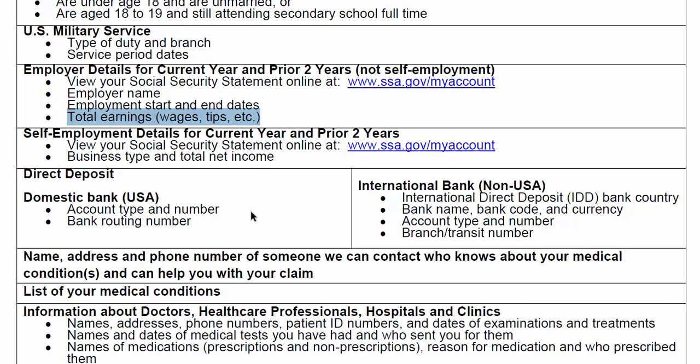You'll need direct deposit information. Social Security does not send checks, so if you don't have a bank account or a debit card, there are other solutions out there that you can use.